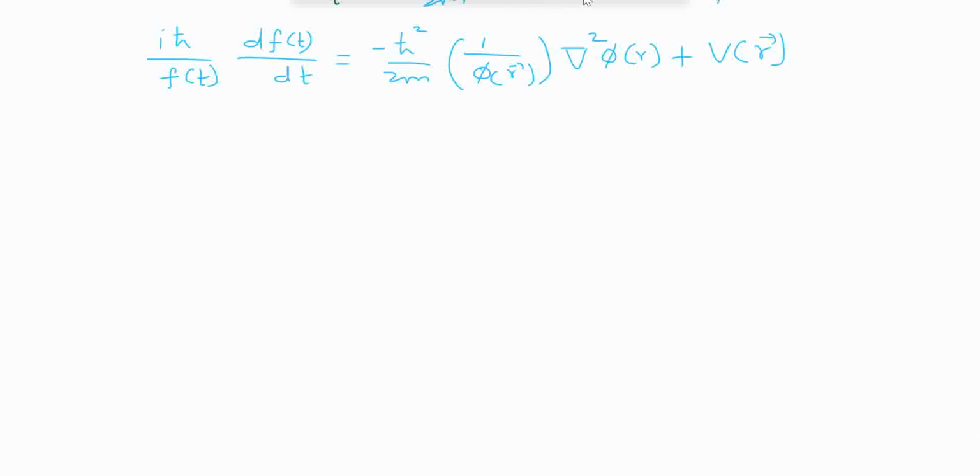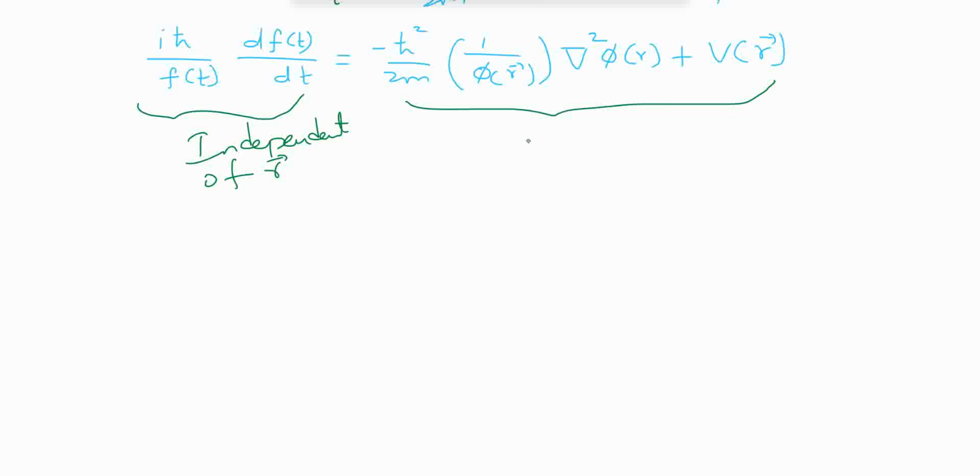So now if we see this equation, on the left hand side it is totally independent of r but dependent on time, whereas on the right hand side it is independent of time but dependent only on r. So basically, this is a function of time, and this is a function of position or space coordinates. When the two sides of an equation are functions of two different variables, then this must be equal to a constant, and that constant is energy.